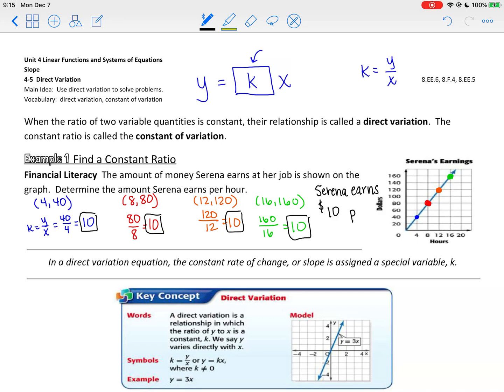So Serena earns $10 per hour. She works 4 hours, she gets $40. She works 8 hours, she gets $80. So Serena earns $10 per hour. It just told us to write the constant of variation. That's also the number that would go into that box in the equation.